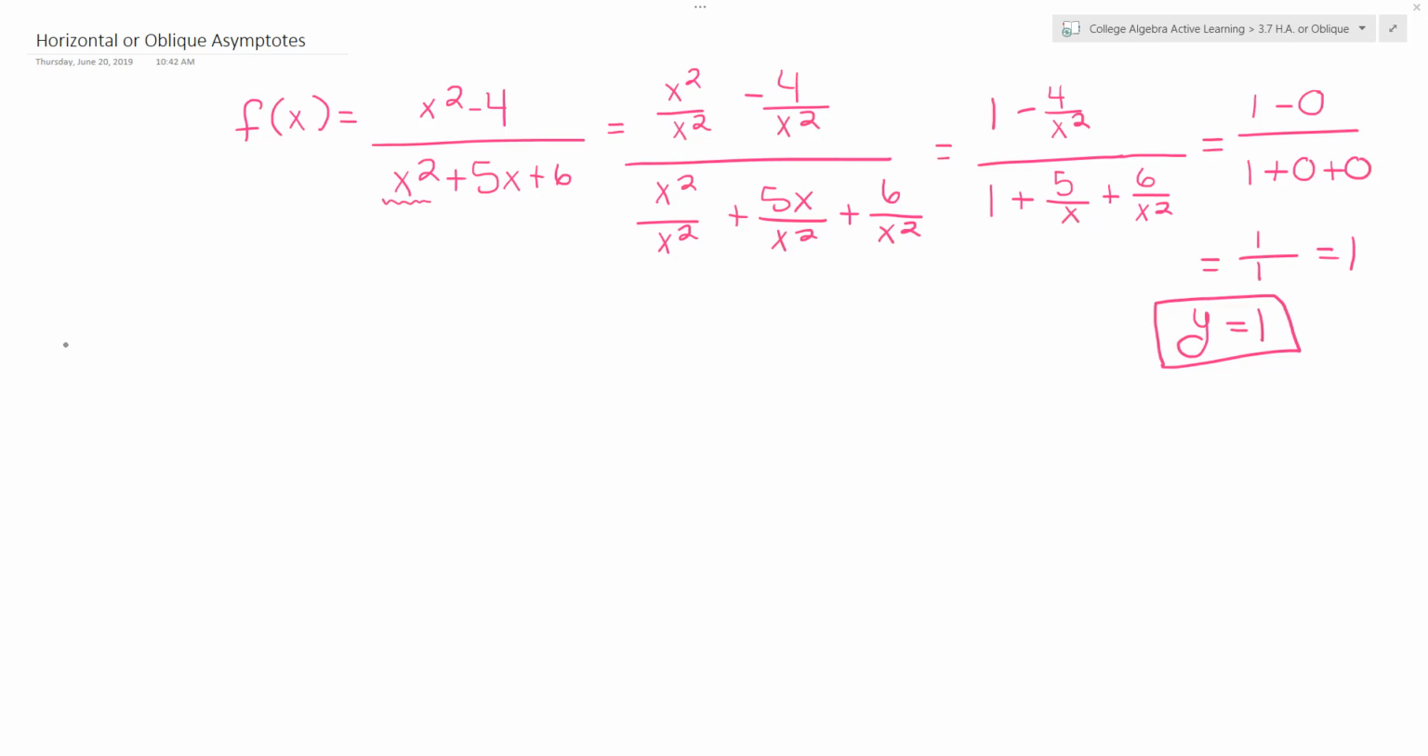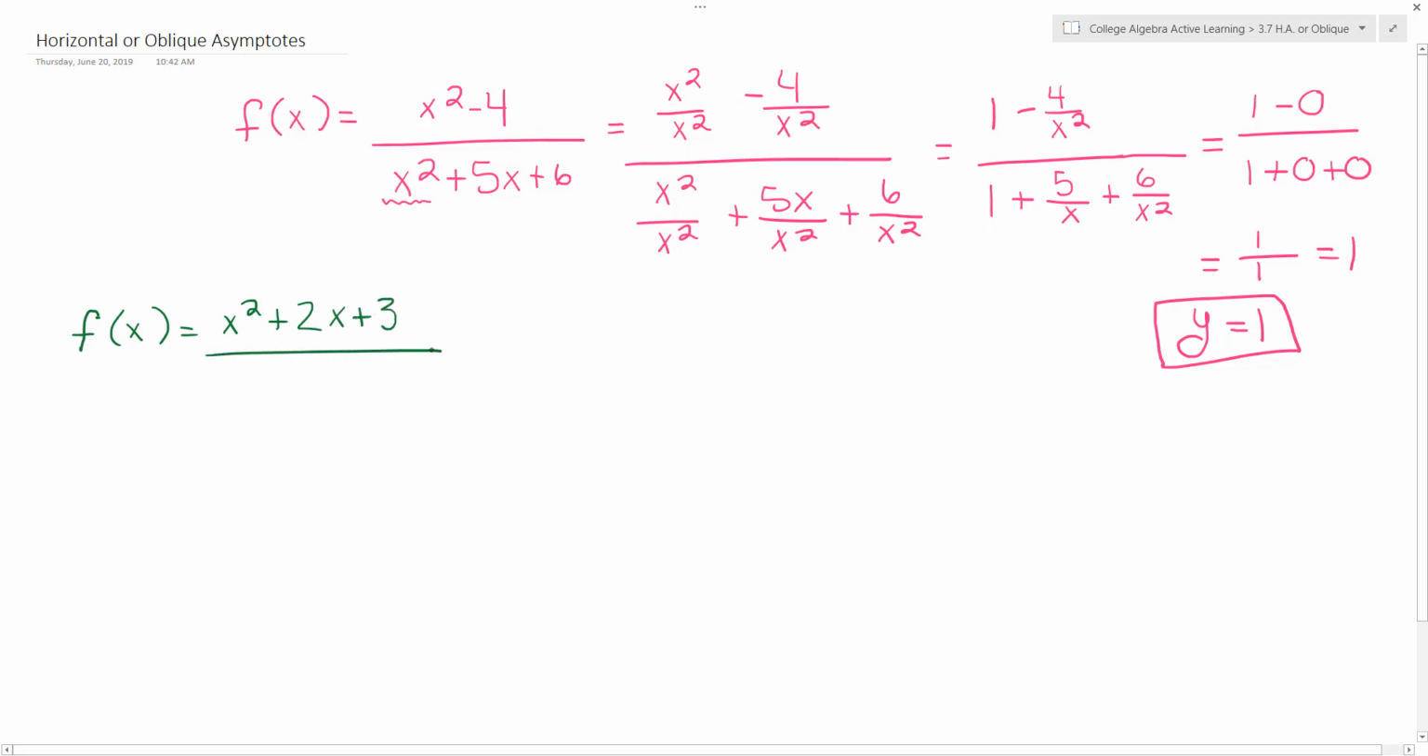We're going to go ahead and take a look at a second example. We're going to look at the function f of x equals x squared plus 2x plus 3 divided by x cubed plus 2. So again, we're going to look at both the numerator and denominator and look for the highest power of x. And so we can see that the highest power of x is x to the third. So we're going to take every term and divide it by x to the third.